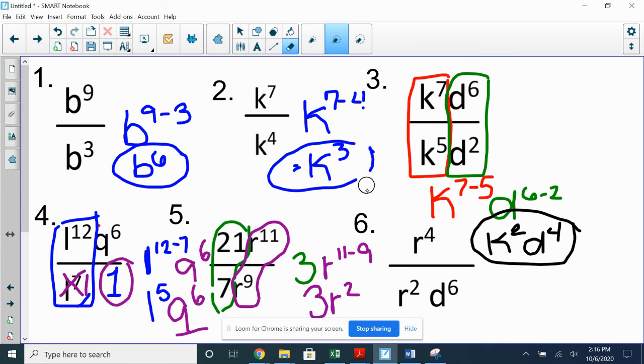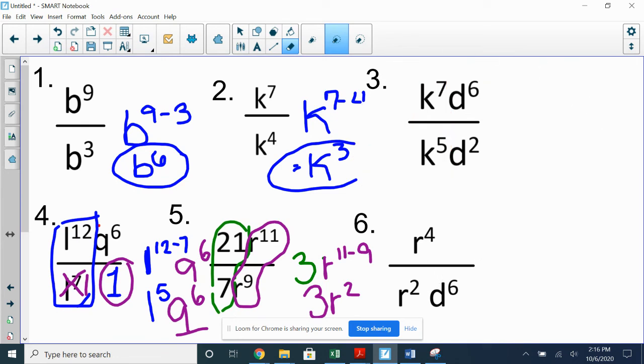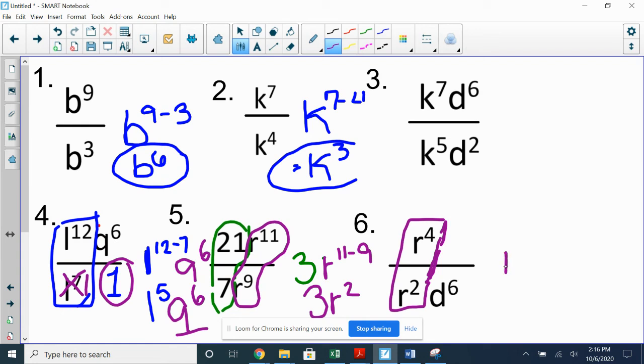So I'm going to erase this 3, just so it's out of my way for 6. So I know I have r to the 4 over r to the 2 d to the 6. What I wanted to point out with this one, so let's do our r real quick like we regularly would. I'm going to keep that matching r, top exponent minus bottom exponent, and r to the 4 minus 2 is just r to the 2.